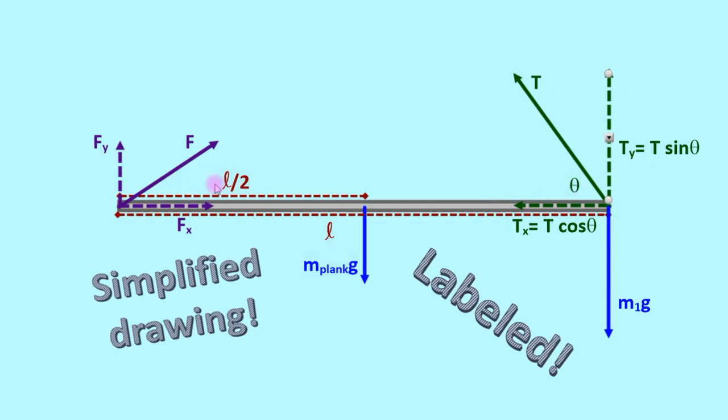Now, we also label the distance from which the forces act. For example, L divided by 2 is the distance at which the weight of the plank acts, whereas the tension and the force of the sign act at a total length L.